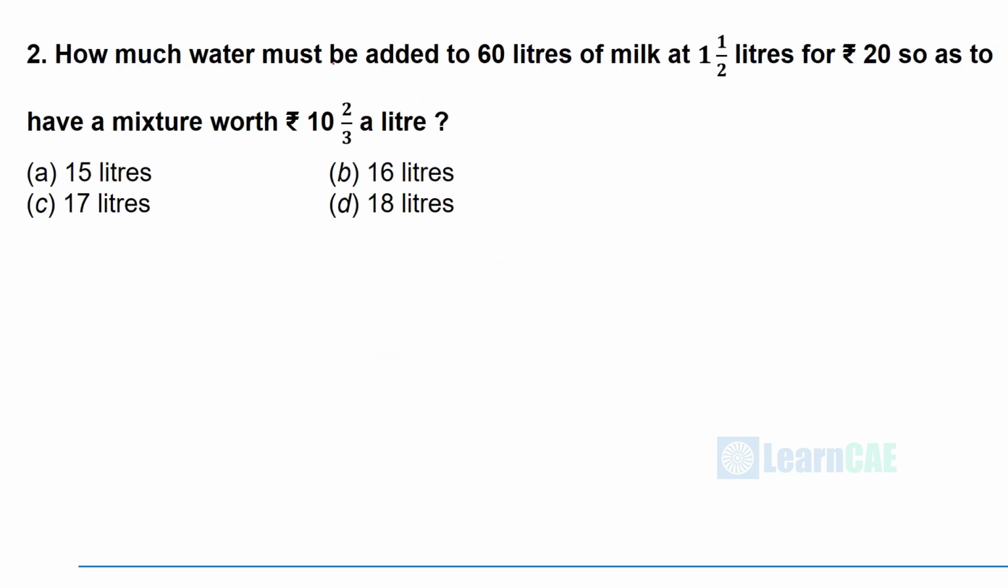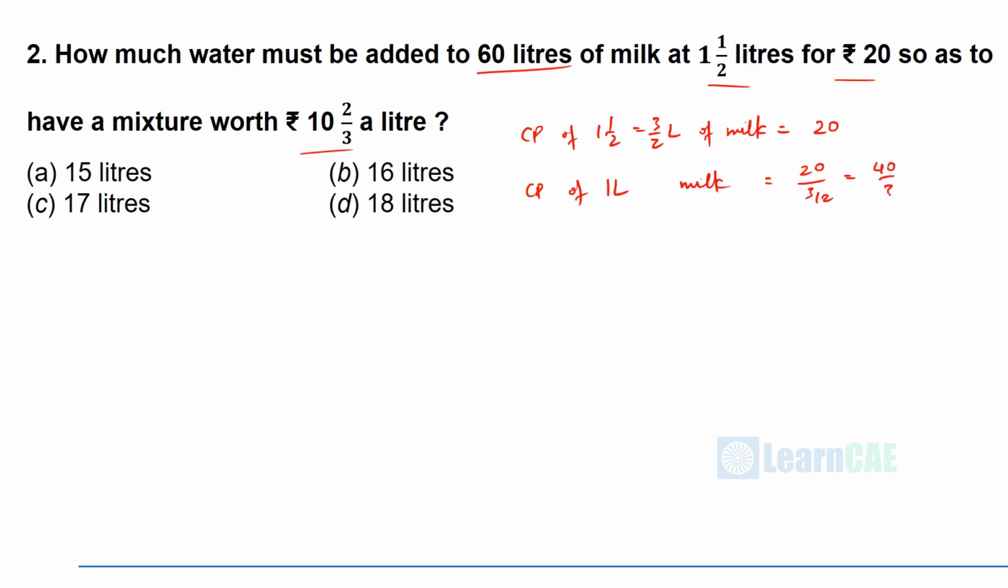Next question. How much water must be added to 60 liters of milk at 1.5 liters for rupees 20 so as to have a mixture worth rupees 10 2 by 3 a liter? Okay. So here the cost of water is negligible, so we can assume that is 0. Now let us find out the cost of 1 liter of milk. The cost price of 1 by 2 or 3 by 2 liter of milk is equal to rupees 20. Therefore, cost price of 1 liter milk is equal to 20 by 3 by 2, which is equal to 40 by 3 rupees. Next, we shall draw the diagram.